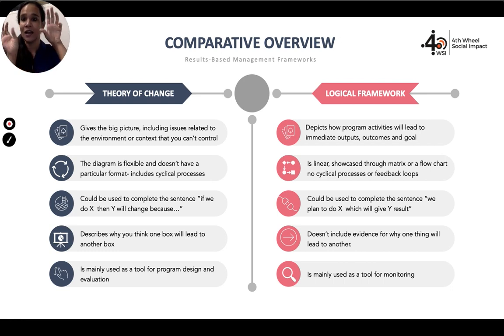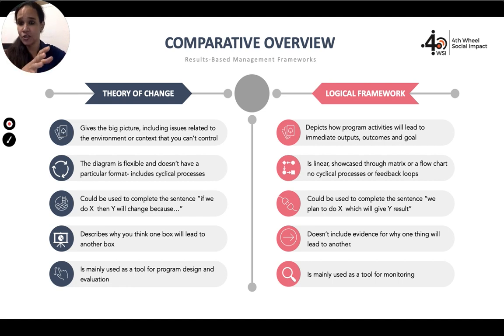In a theory of change, the diagram is very flexible and does not have a particular format. Every theory of change would look quite different and would have cyclical processes, whereas all log frames of different kinds of organizations or programs would look very similar because it's linear, done through a specific format, a flow chart, and does not really have cyclical processes or feedback loops.